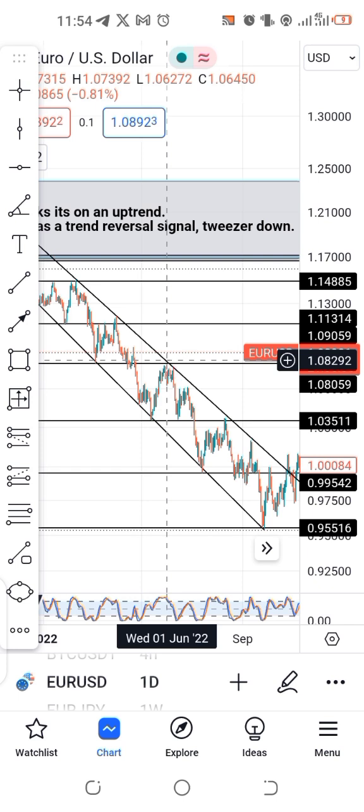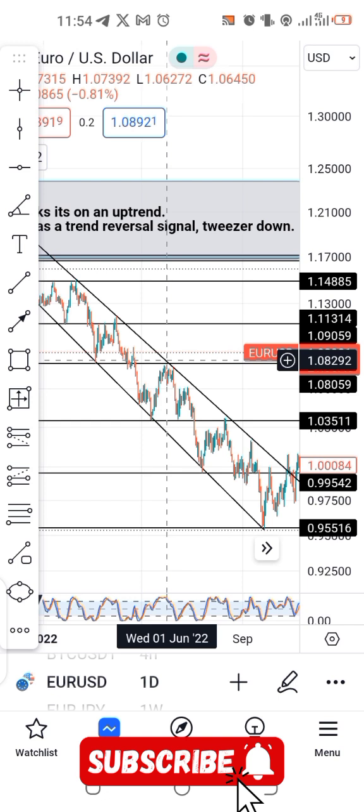So in our next lesson we'll look at demand and supply zones, key areas on the chart where price gets to and then reacts, or price gets to and then reverses.